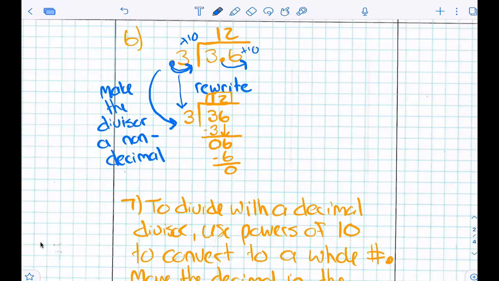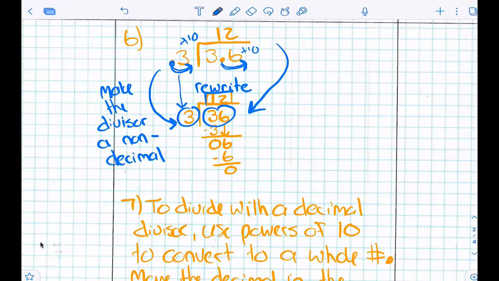Yeah. So then that became 36. So our new problem, if we rewrite it down here, would be 36, yes? Yeah. Divided by 3, with those bunny hops in place, yes? Yeah. Then you do your math like you've always done.